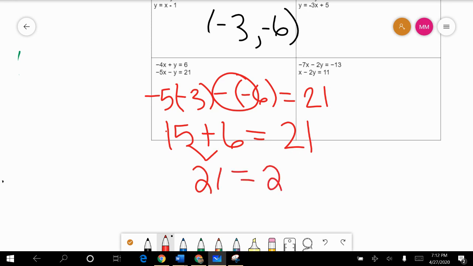So since that does equal 21, both equal 21, that means that this solution works for both equations and it's a solution to my system of equations.